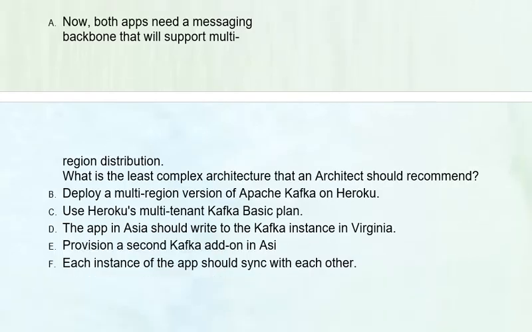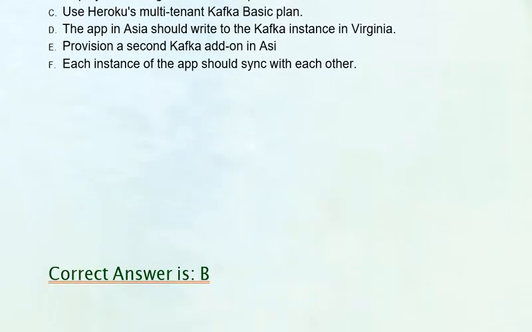Option B. Deploy a multi-region version of Apache Kafka on Heroku. Option C. Use Heroku's multi-tenant Kafka basic plan. Option D. The app in Asia should write to the Kafka instance in Virginia. Option E. Provision a second Kafka add-on in Asia. Option F. Each instance of the app should sync with each other. Correct answer is option B.